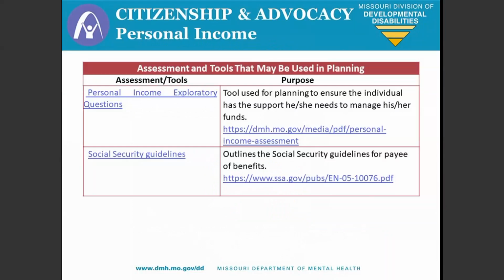Personal income is a revised section of the ISP Guide. This section was formerly called Management of Personal Funds. A personal income exploratory question has been developed to assist the individual and person-centered planning team with having meaningful discussions on potential support needs in order to meet the HCBS requirement of control of personal resources. Additionally, the new exploratory questions assist the ISP team with coordinating supports based upon individualized assessed need to facilitate informed choice of support and setting options.